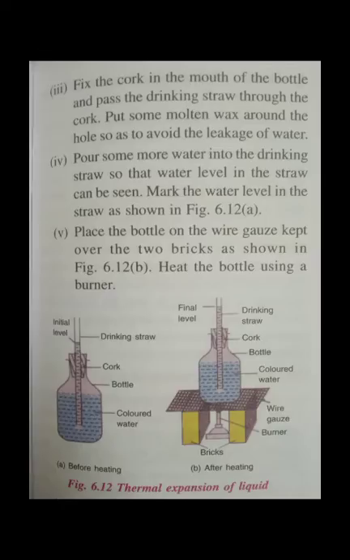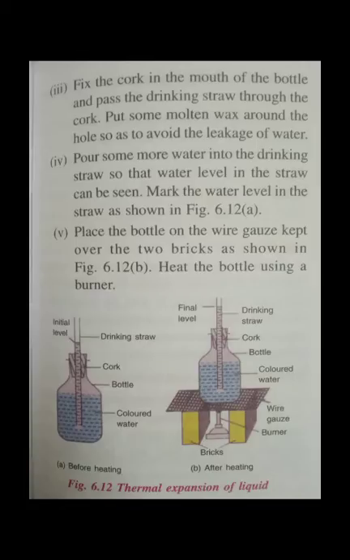We are adding a drop of ink to make the observations clear. Right? You will easily notice the change in the level of liquid if it is colored. Fix the cork in the mouth of the bottle and pass the drinking straw through the cork. Put some molten wax around the hole so no leakage of water is there, no vapors escape out from the bottle. So, correct measurement of expansion in liquid takes place.